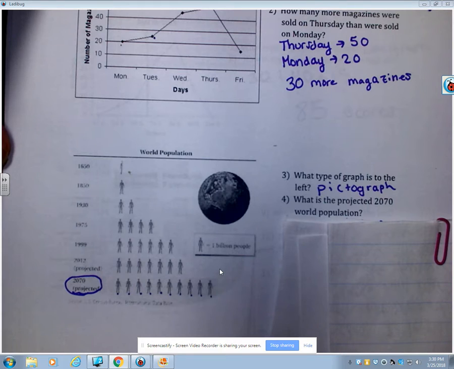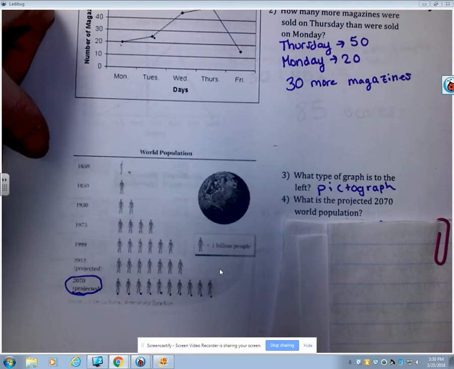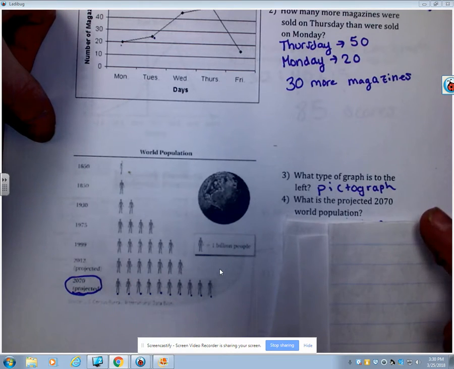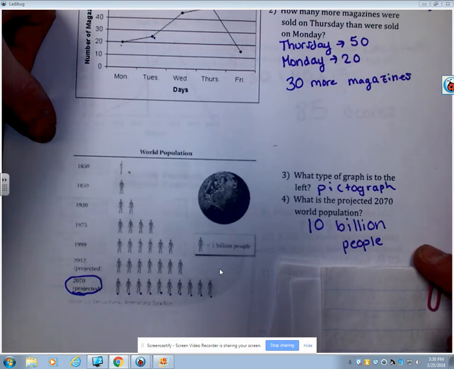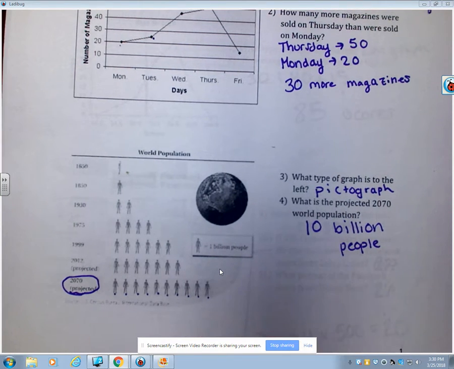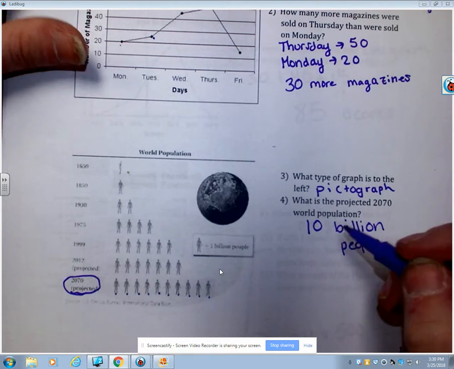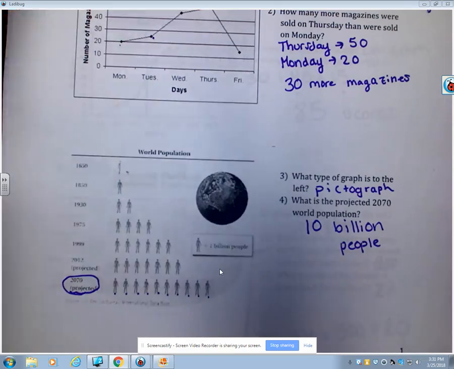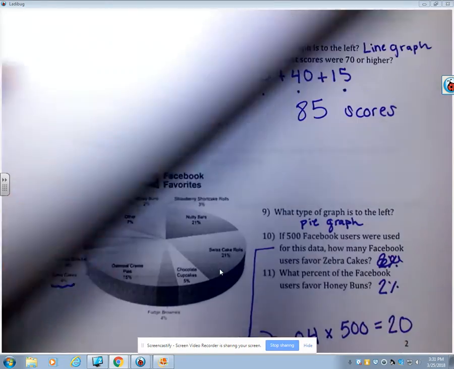Question 4 asks, what's the projected 2070 population? We look at 2070 and count up the total number of people: 1, 2, 3, 4, 5, 6, 7, 8, 9, 10. So in 2070, our projected population is 10 billion people. You always want to make sure that you include your units. You don't just put 10, because to the grader, who's going to be me, that would mean only 10 people are expected, not 10 billion. So just be careful with that.